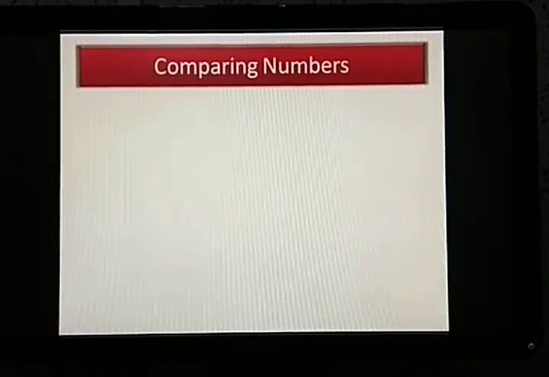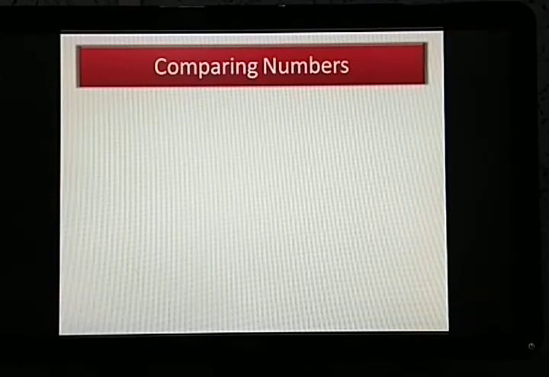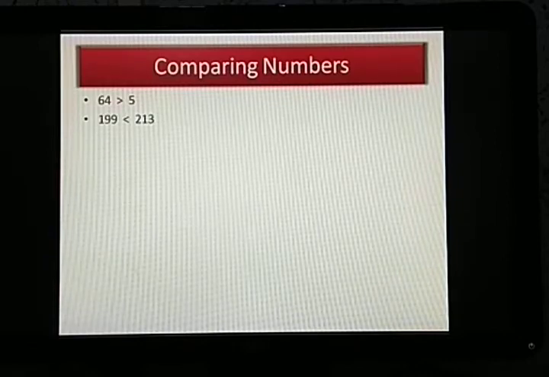Moving on, now comparing numbers. What do you mean by comparing numbers? Comparing numbers means which number is greater, which number is smaller, or maybe both the numbers may be equal as well. So this is quite simple for you all. So 64 is greater than 5. Definitely 64 is greater than 5. We all know that. Then 199 is less than 213. 215 is less than 219.